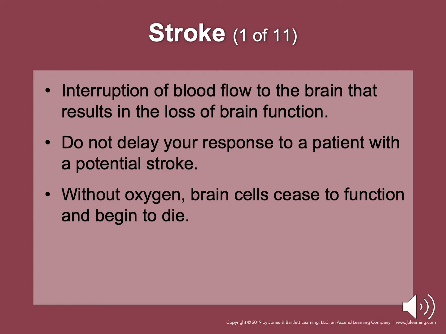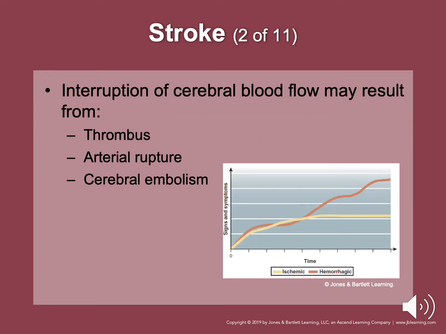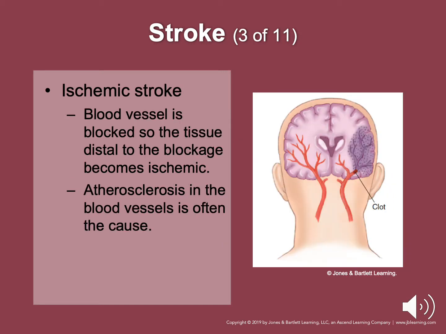So interruption in cerebral flow may result in a thrombus, arterial rupture, or cerebral embolism. So there's two main types of stroke: hemorrhagic and ischemic. Alright, ischemic stroke, blood vessel is blocked, so the tissue distal to the blockage becomes ischemic. Atherosclerosis in the blood vessel is often the cause. Calcium and cholesterol buildup forming a plaque inside the walls of the blood vessels.